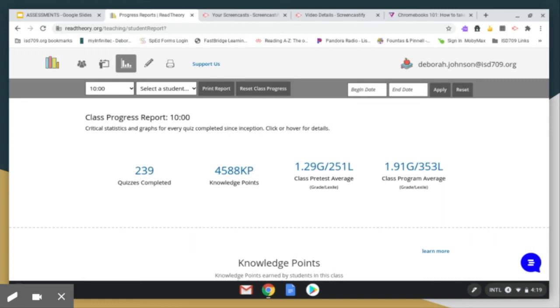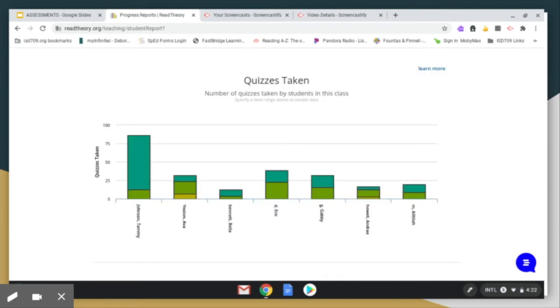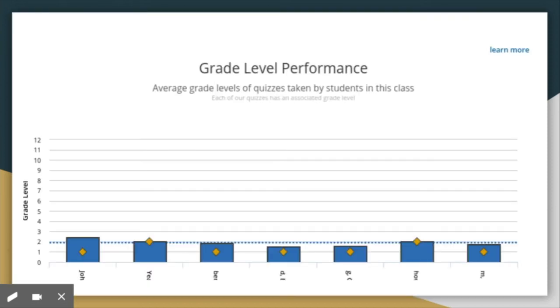This is an example of my 10 o'clock class. It shows quizzes completed, knowledge points, the pretest average, and the class program average. And there are different graphs for each one of those websites.